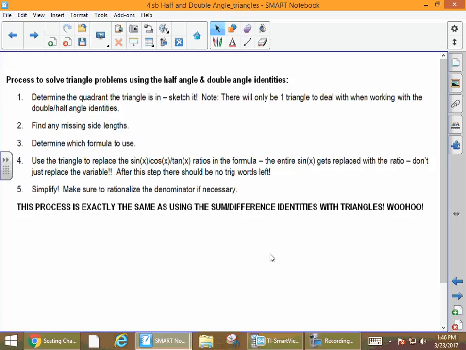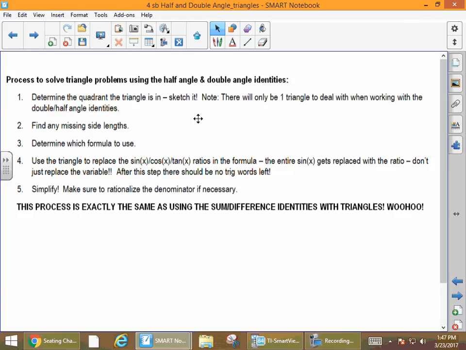The nice part about these types of problems compared to our sum and difference is that there's only one triangle. We have to use the Pythagorean theorem to find any missing side lengths. Then we have to determine which formula that we're going to use, and we're going to have to probably flip back and forth there, but our formulas are on the top of our front page. We're going to use the triangle to replace.